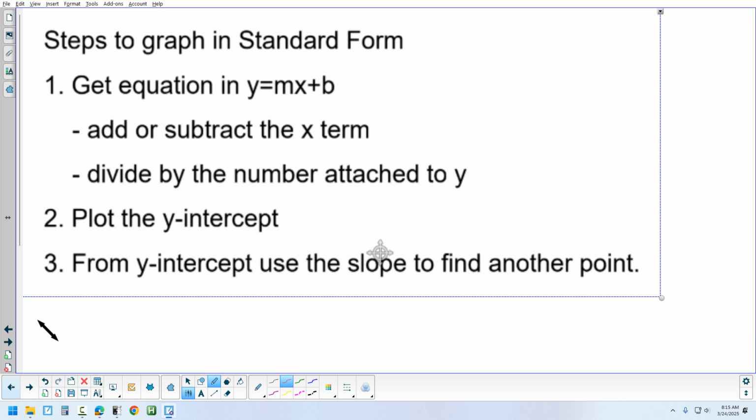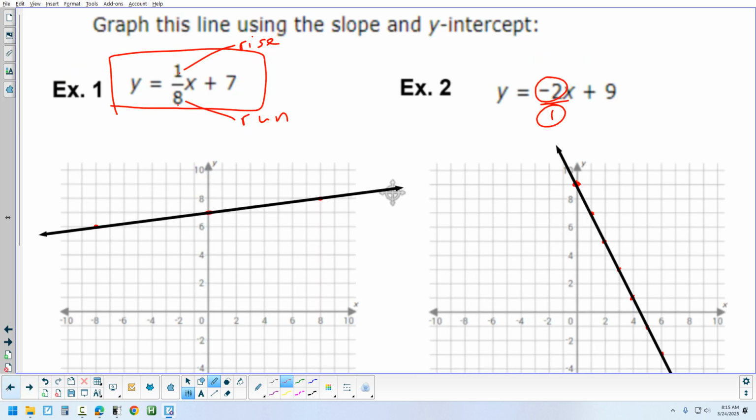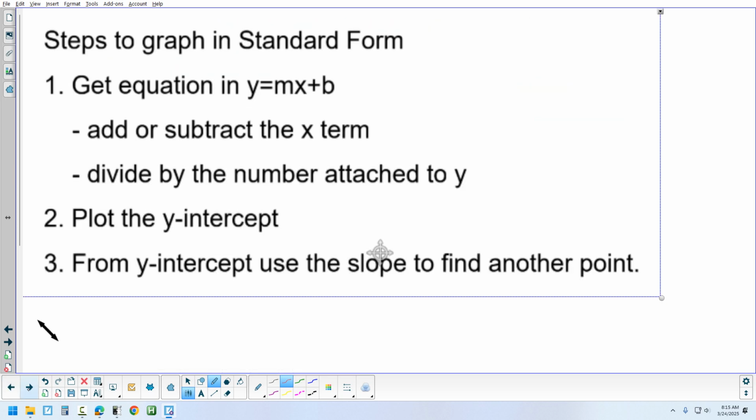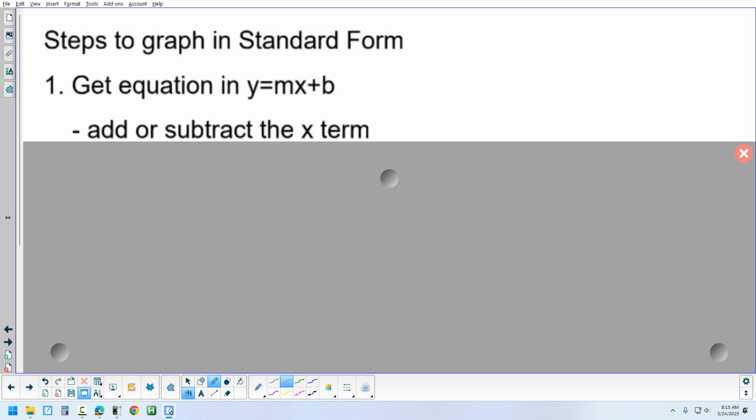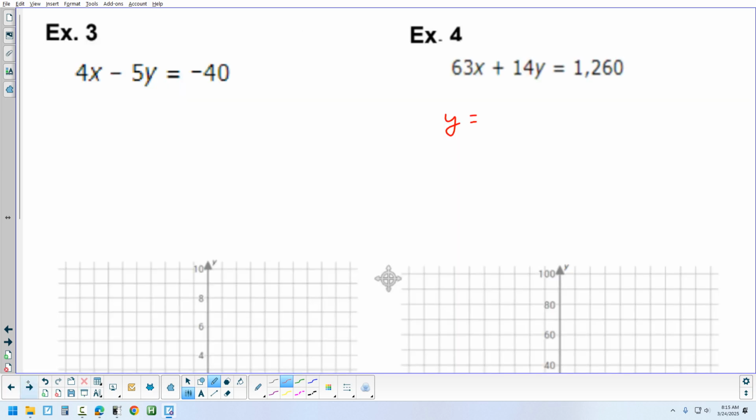The way I'm going to show you how to graph something like that is to take a problem that's not in y equals mx plus b and turn it into y equals mx plus b. So we're going to change these so they look more like those. That's how we're going to do it. Again, that's not the only way to do it. So how do you change something like that to get the y by itself?